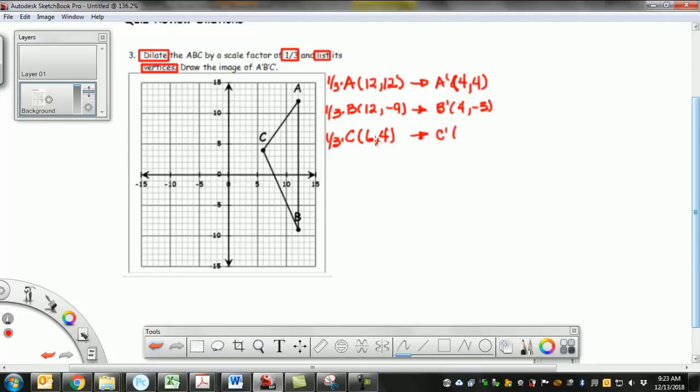And this may throw you for a little bit, but 4 divided by 3, that'll be 1.333. I'm just going to round that off to 1.3. So 1.3 was rounded from 1.333, a repeating decimal.